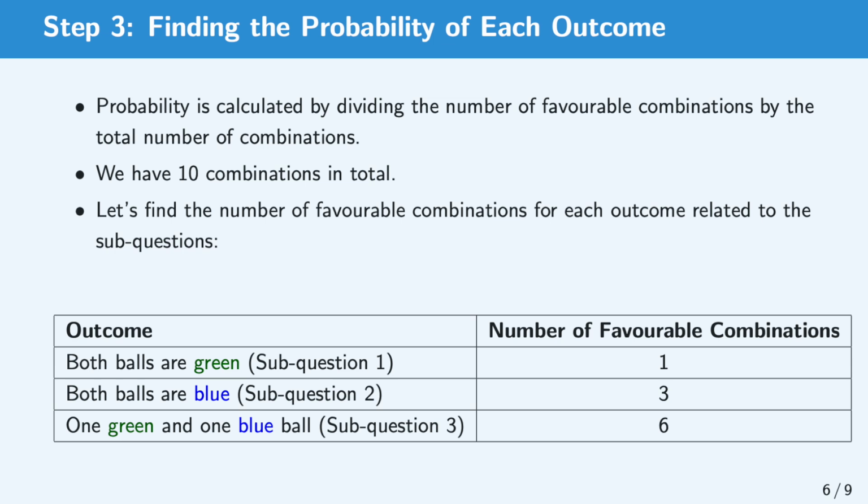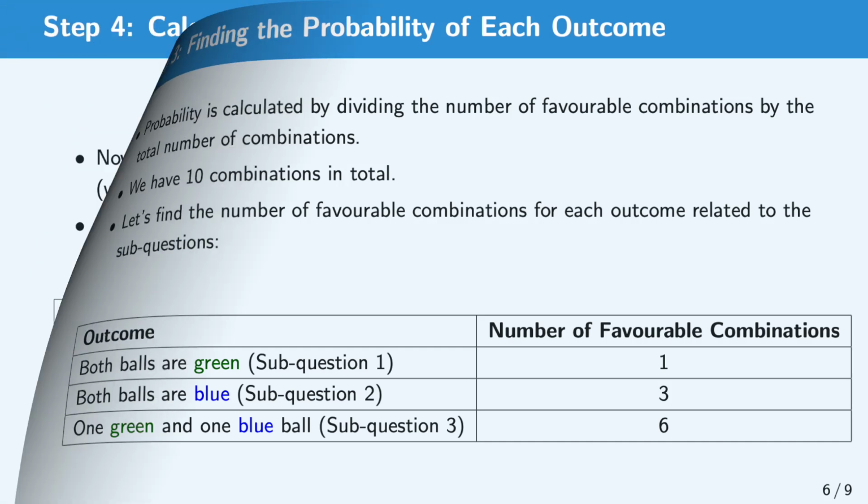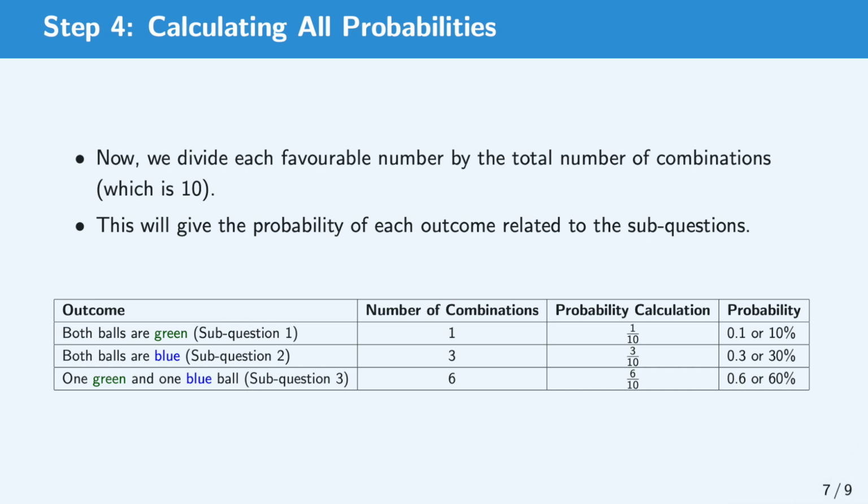Now, let's count the number of favourable combinations for each sub-question. For sub-question 1, we're looking at the combination in row 1. There's only one combination where both balls are green. For sub-question 2, we need to count the rows with 2 blue balls. That would be rows 2, 3 and 4, giving us 3 combinations. For sub-question 3, we need to look at all the rows with 1 green and 1 blue ball. These are rows 5 to 10, which gives us 6 combinations in total. Seeing these counts in the table makes it easier to understand which combinations answer each sub-question. If you're ready, let's turn to the next slide and calculate these probabilities.